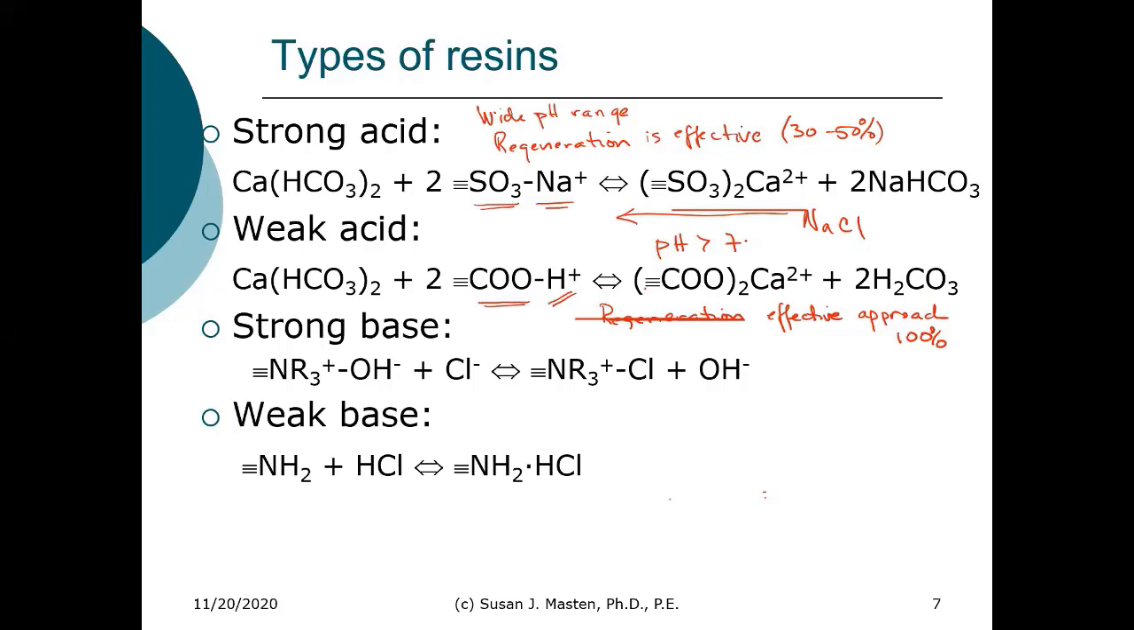Similarly, strong base resins can be operated at a wider pH range, but again, regeneration is effective only at about 30 to 50%. And then weak base resins really react more by adsorption than by ion exchange. And again, regeneration can be achieved at about 100%. So that gives you some sense of the different types of resins and how they typically operate.